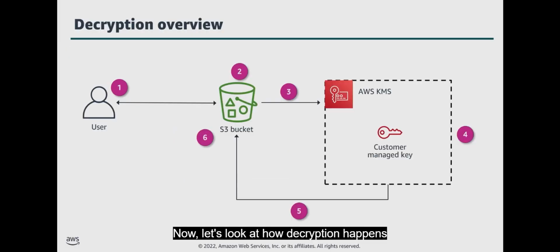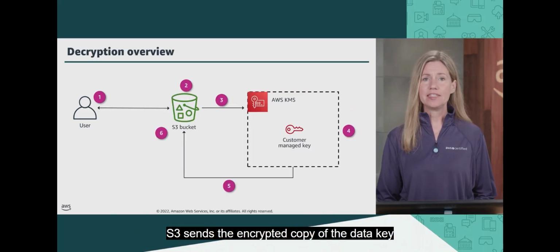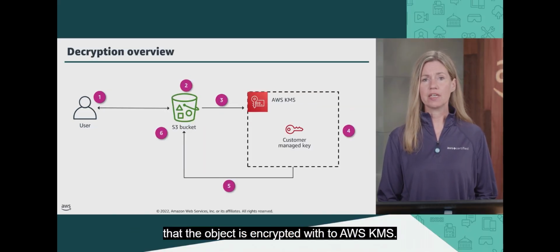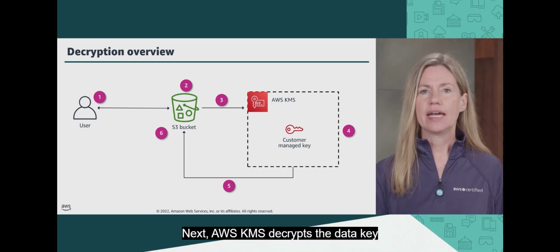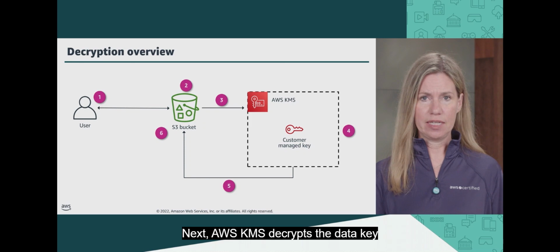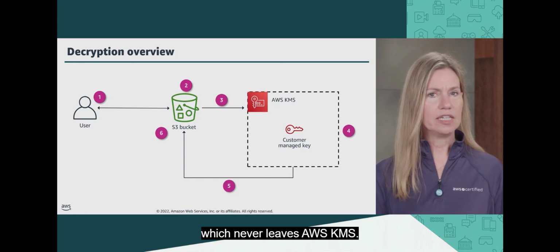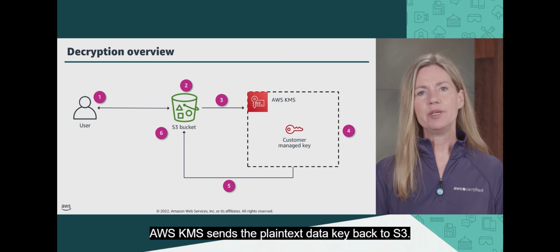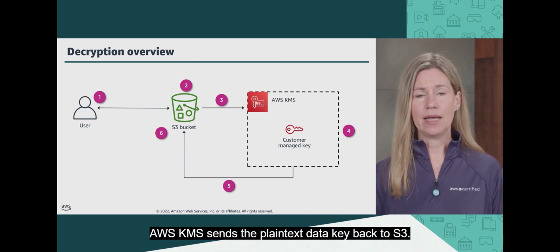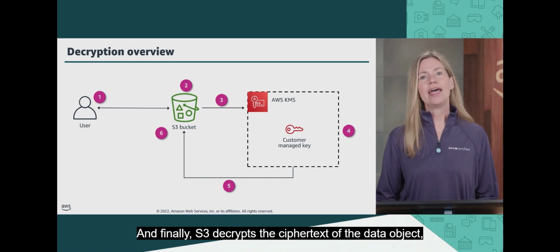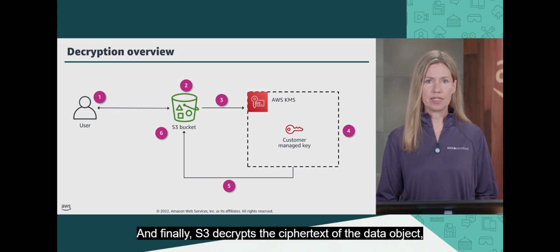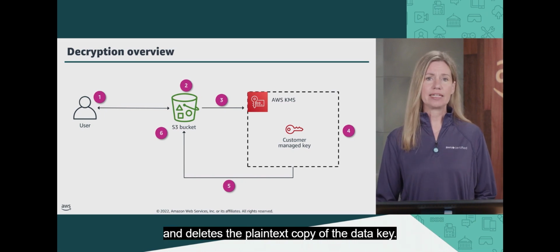Now, let's look at how decryption happens with the SSE-KMS method when you try to open an encrypted object stored in Amazon S3. First, you request to open the object. Second, S3 notices that the requested object is encrypted. S3 sends the encrypted copy of the data key that the object is encrypted with to AWS KMS. Next, AWS KMS decrypts the data key by using the customer managed key, which never leaves AWS KMS. AWS KMS sends the plain text data key back to S3. And finally, S3 decrypts the ciphertext of the data object, allows you to open the object, and deletes the plain text copy of the data key.